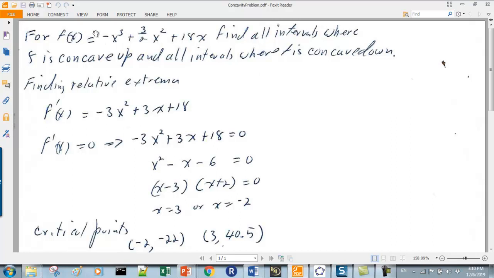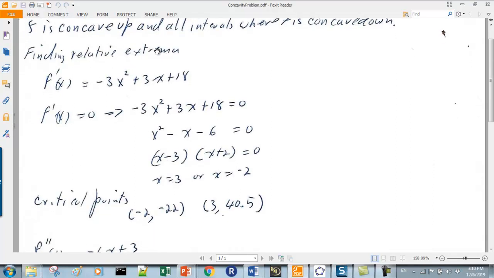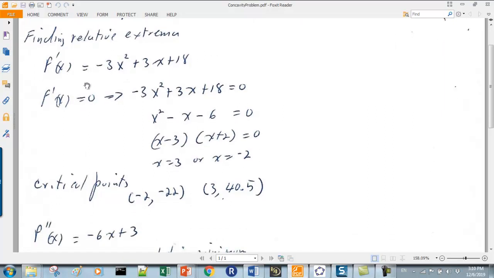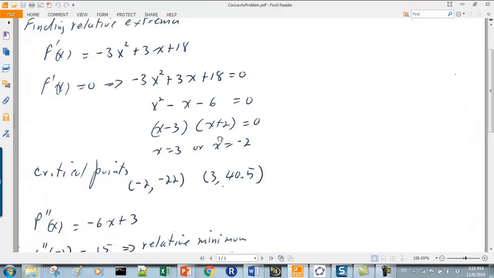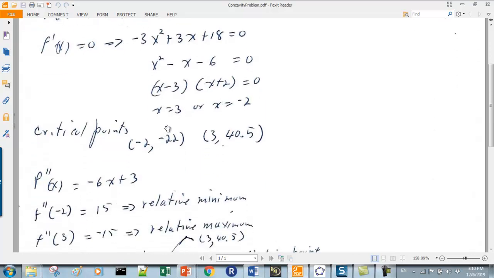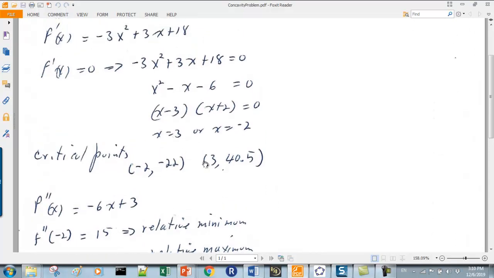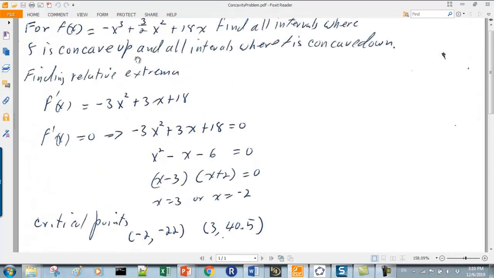So if I have this function and I'm asked to find the regions of upward and downward concavity, well, I already know I have to find the relative extrema. This just simply means maximum and minimum. And so I find the first derivative, set it equal to 0, and then solve. And I see, okay, my critical points are at x equal 3 and x equal -2. I get these y coordinates by simply substituting these values back in the original function.